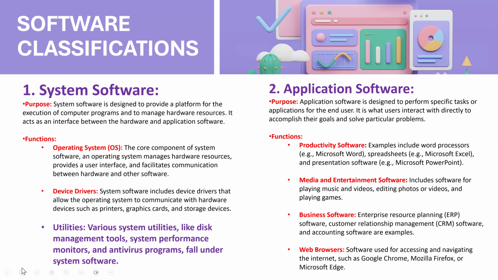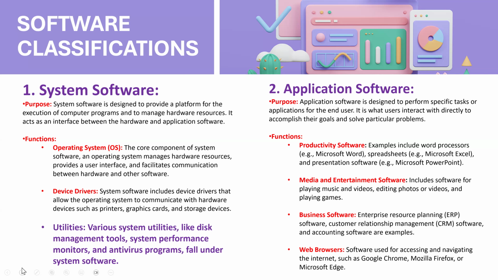Now, if you divide it into two, what is the purpose of system software? System software is the software of the system, if you want to make it simple. System software is designed to provide a platform for execution of computer programs and to manage hardware resources. It acts as an interface between the hardware and the application. So system software is the one that holds everything and connects your hardware and the other things, unlike the application software, which is what we actually use.